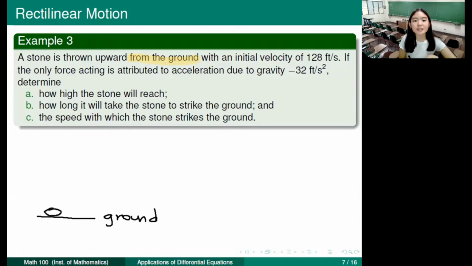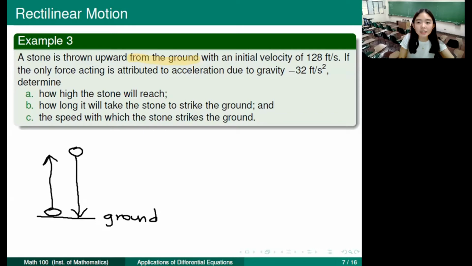See, that's our stone. And it's being thrown upward. And then, of course, being thrown upward, babalik at babalik siya pababa sa ground natin. So, may time na mapupunta na dito yung stone at bababa siya muli sa ating ground. So, yun yung situation. Let's see kung ano yung mga other conditions given sa problem.